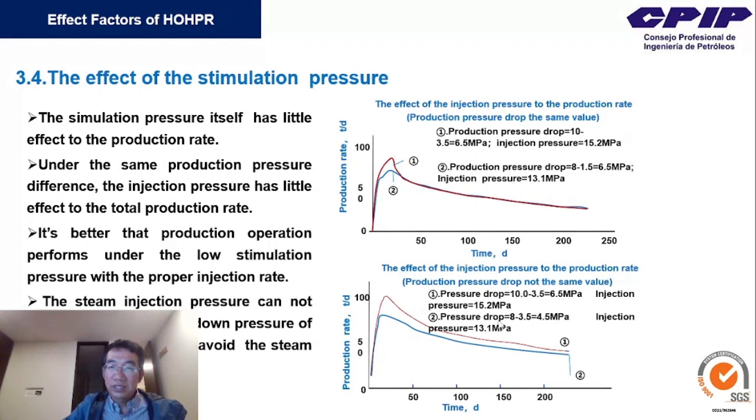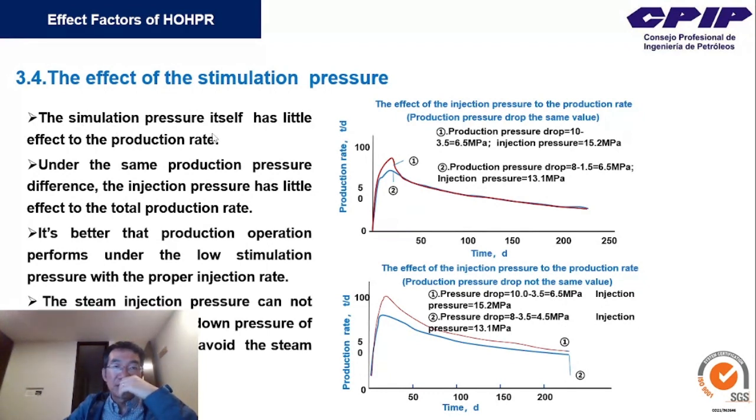In the second picture we can see the pressure drop is 6.5, and the injection pressure is the same as the first one. The second line has a pressure drop of 4.5, somewhat less than the first one, and the injection pressure is 13.1. We can see the first one is much better than the second.